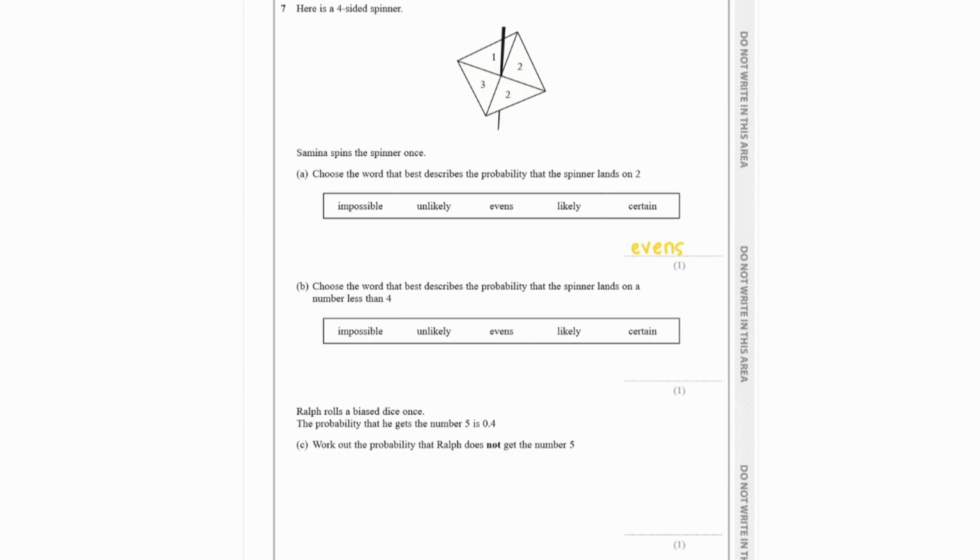Part B, choose the word that best describes the probability that the spinner lands on a number less than 4. So on the spinner, we can see that all the numbers are less than 4, and therefore for this, we can say certain.